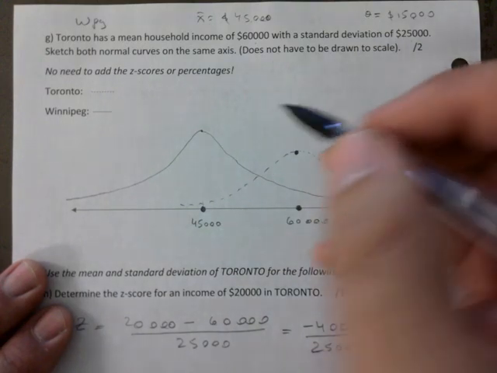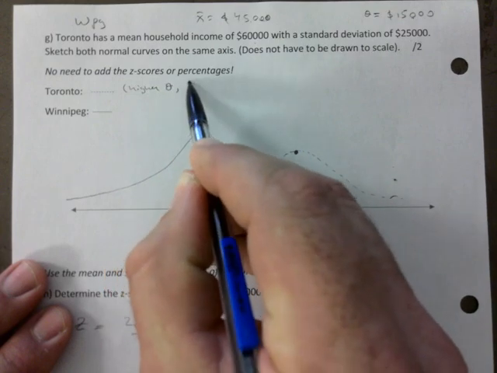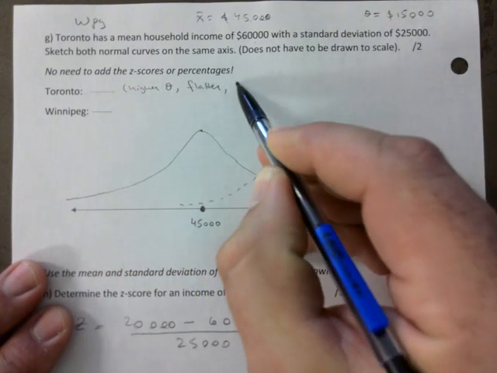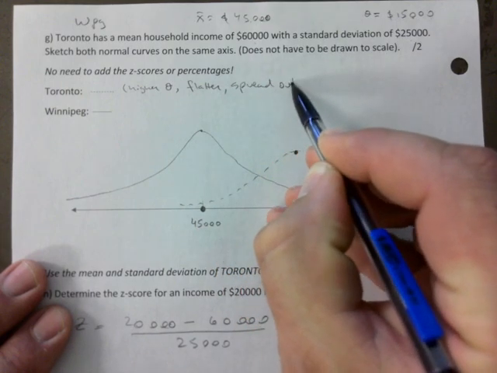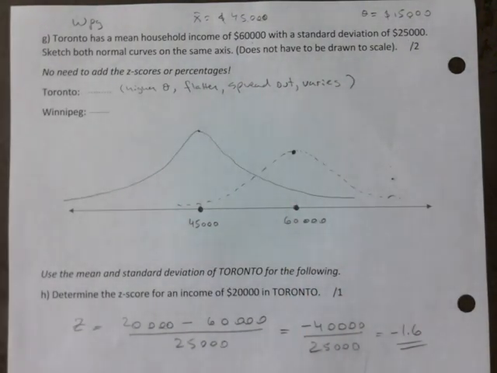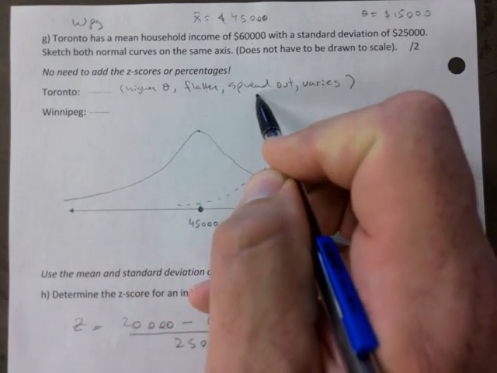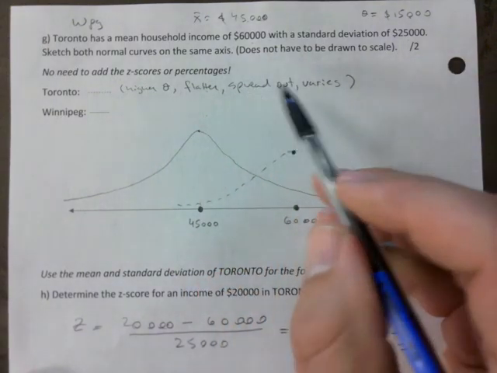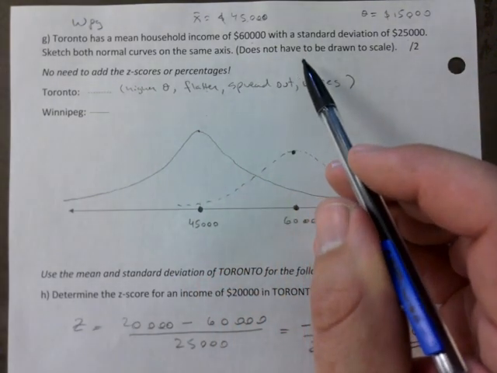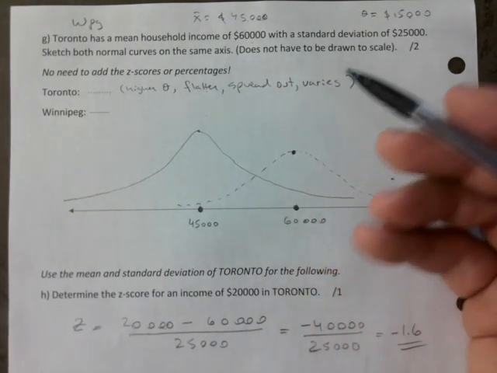Toronto has a higher standard deviation, right? Flatter, spread out, varies, more variation, right? That's what a higher standard deviation tells us. It was still true at the beginning. It's still true now, right? Winnipeg, right? Lower standard deviation, steeper curve, more clustered around the mean, right? These points for Toronto are a bit further away from the mean on average, right? So there's more consistency.